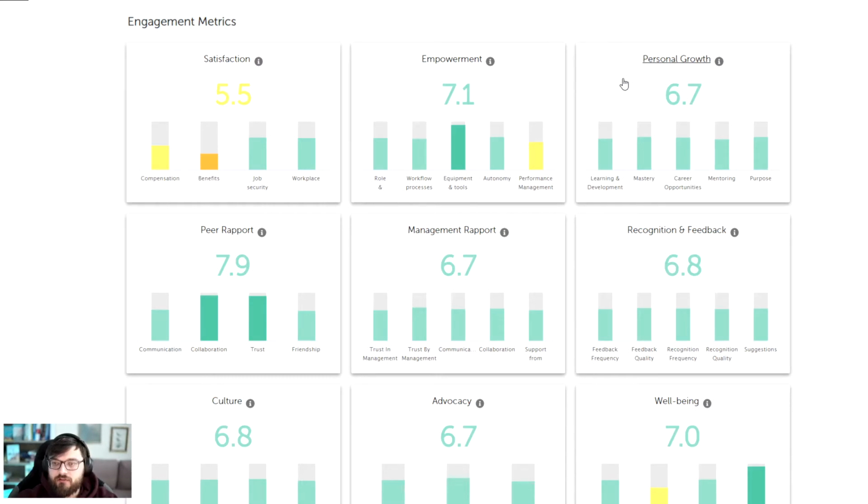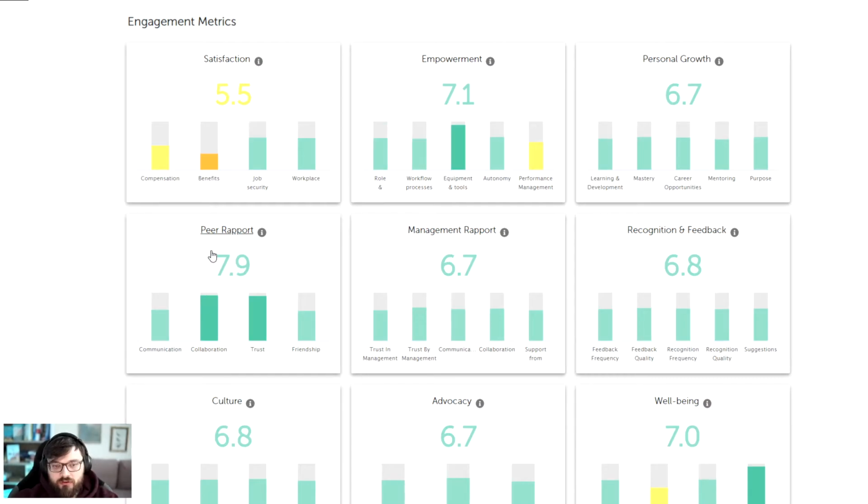Next to it, we have the pillar of personal growth, and personal growth is different from empowerment or specifically performance management because it has to do with the individual's goals. So this may actually be a bit different than what the organization would ideally want an employee to do, and this has more to do with their personal career goals, their learning objectives. Do they receive mentoring? Have they a feeling of purpose in what they do?